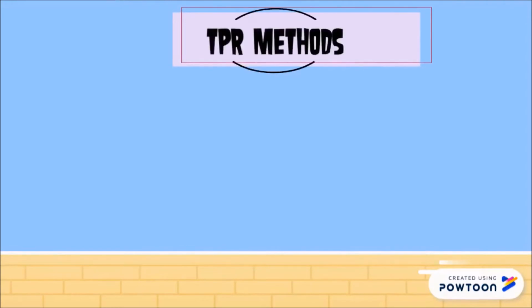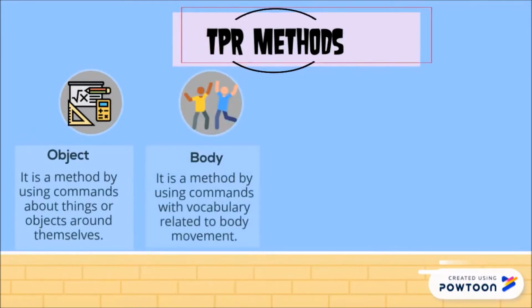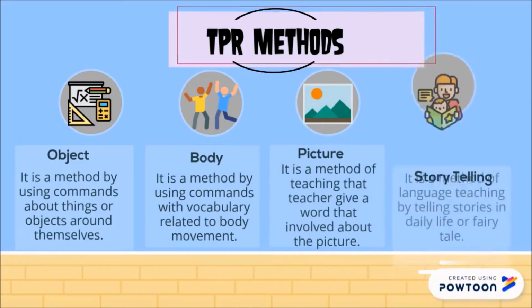There are four main types of total physical response method. First is using objects. Second, using body movements. Third, using pictures. Fourth, using storytelling.